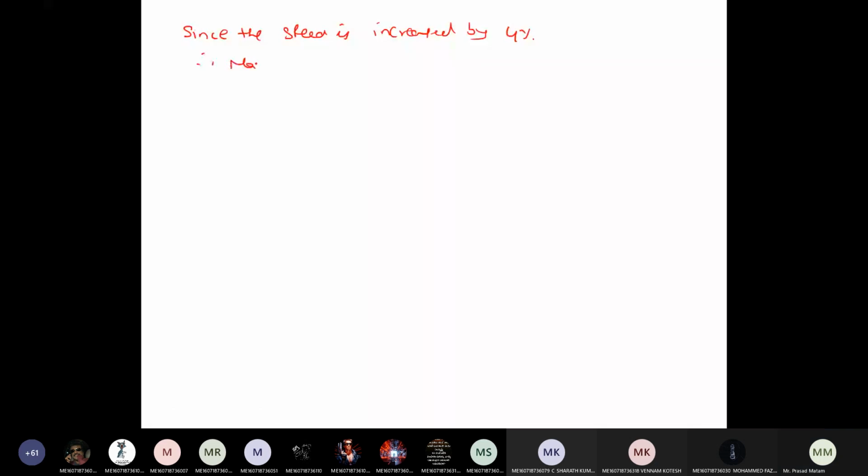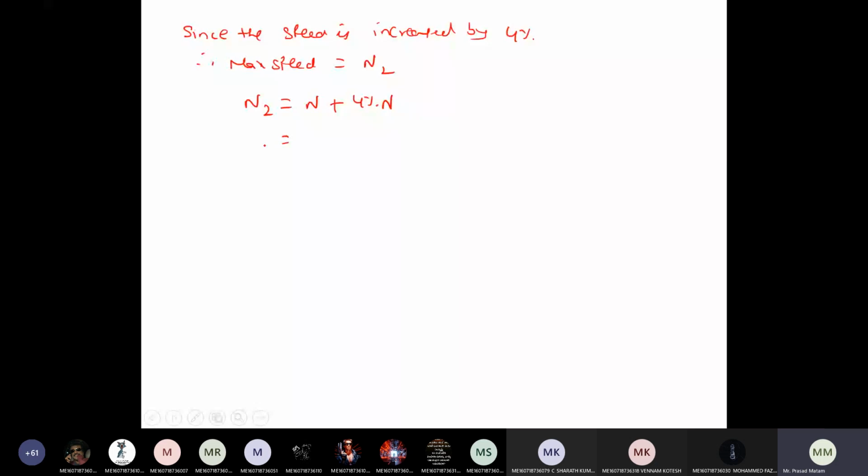Therefore, let us take the maximum speed as N2. Now let us try to find out the N2 value. How to find the N2 value? That is the minimum speed plus 4% increase of the minimum speed, or mean speed. Let N be the mean speed and 4% of the mean speed. What is the mean speed he has given in the question? Can anyone answer? What is the mean speed? The student, please answer. 300 RPM is the mean speed.